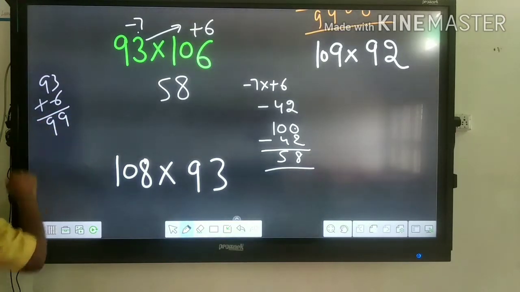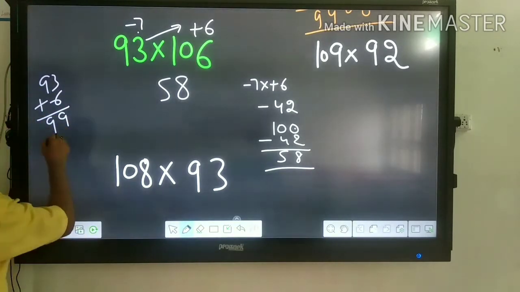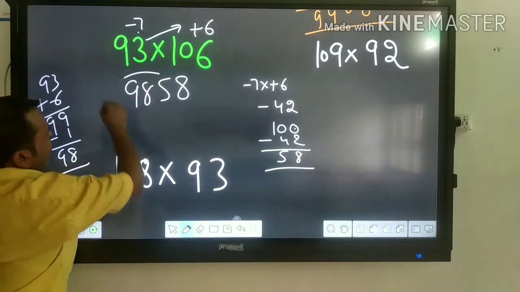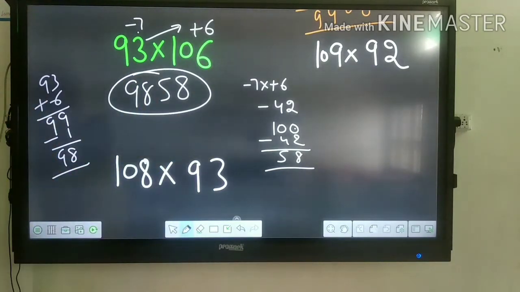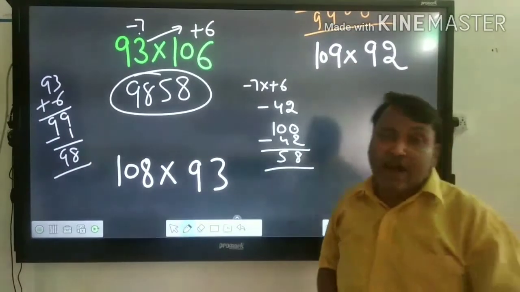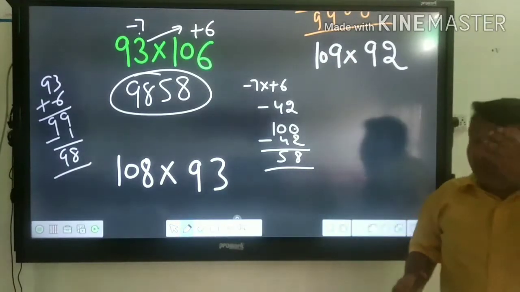Again, we adopt the method of crossing. Now, 93 plus 6, that is 99. But I will subtract in this case 1 from 99. The answer is 98. Now, there will be a confusion in your mind about what I am doing.